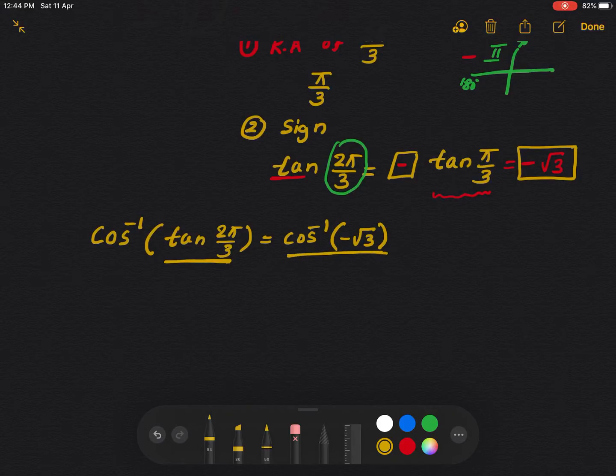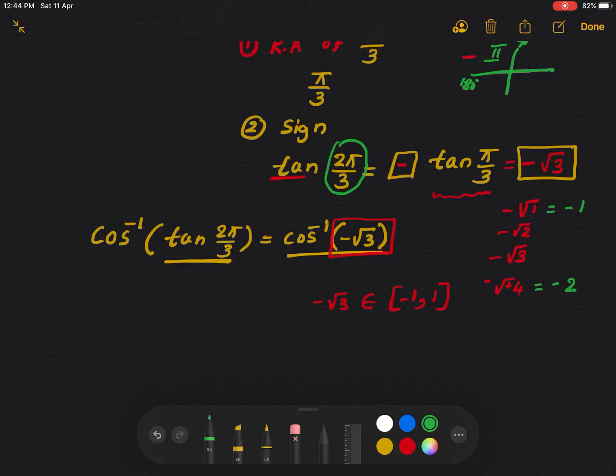Cosine inverse of minus root 3. Here the domain value is minus root 3. Does minus root 3 belong to the domain minus 1 to 1? What is meant by minus root 3? Minus root 1, minus root 2, minus root 3, minus root 4. Sorry, minus root 1 means minus 1, and minus root 4 is minus 2.